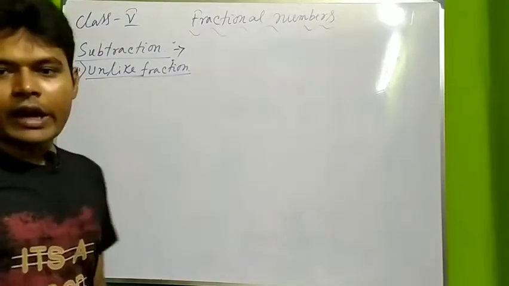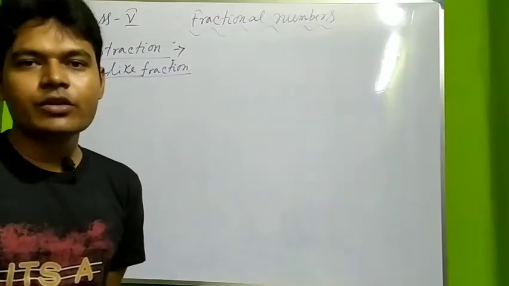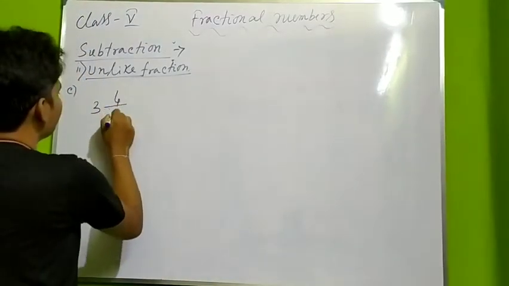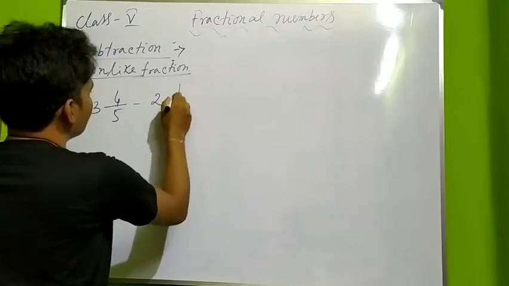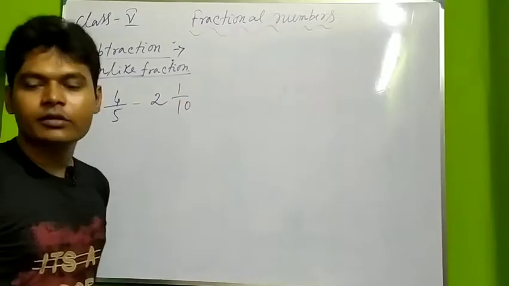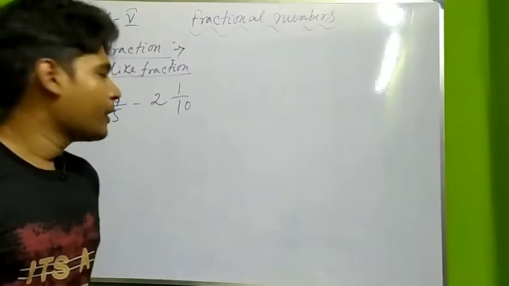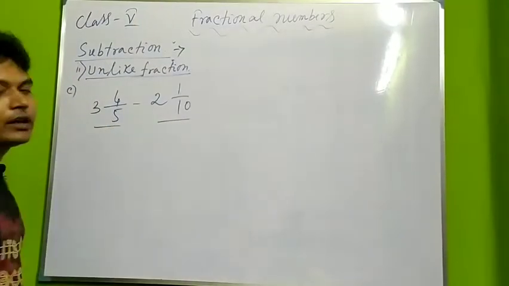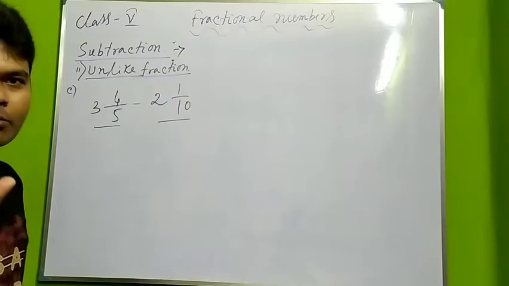I hope all of you enjoy this class. 3 as a whole, 4 by 5 minus 2, 1 by 10. Okay. So in this case, these two fractions are written in mixed number form.